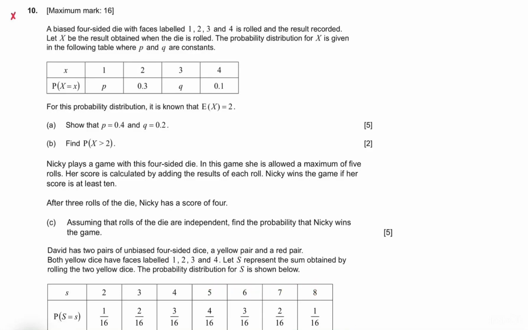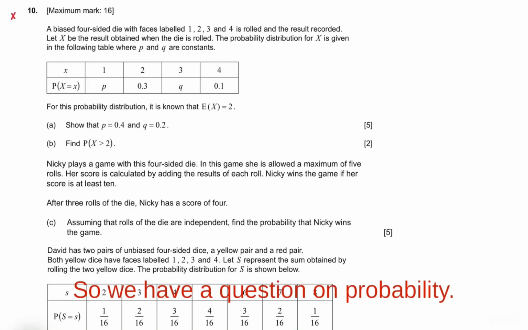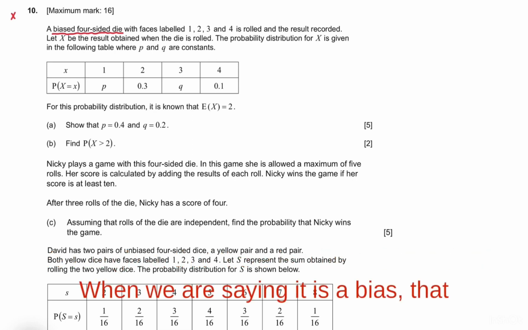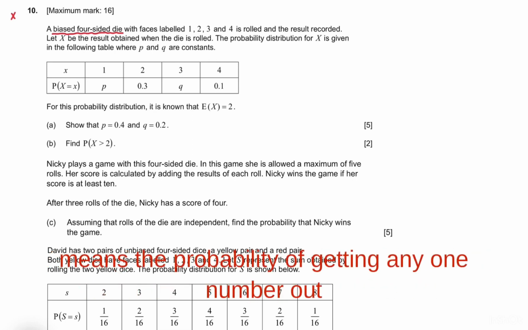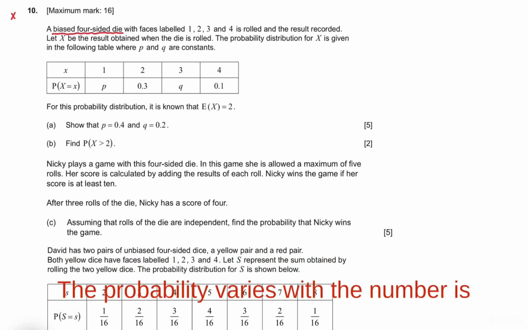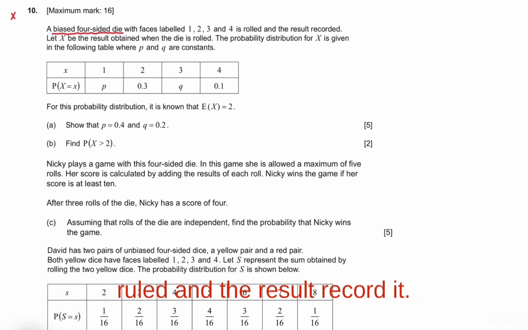Hello friends, so we have a question on probability. We are given that there is a biased four-sided die. When we say it is biased, that means the probability of getting any one number out of this four-sided die is not equal. The probability varies with the number. The die is rolled and the result recorded.